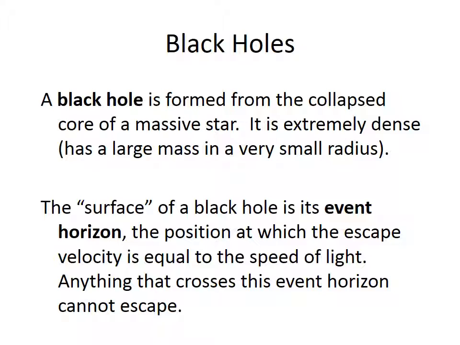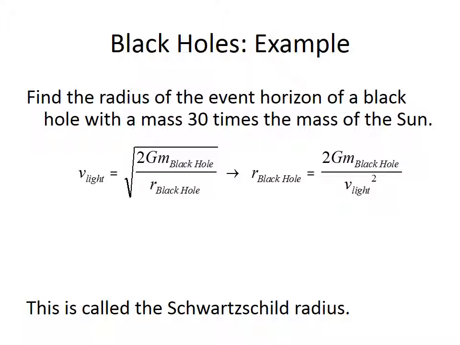The surface of a black hole is defined as the position at which the escape velocity is equal to the speed of light. This is often called the event horizon. Anything that crosses this event horizon cannot escape, not even light. So let's find the radius of the event horizon of a black hole with a mass 30 times the mass of the Sun.